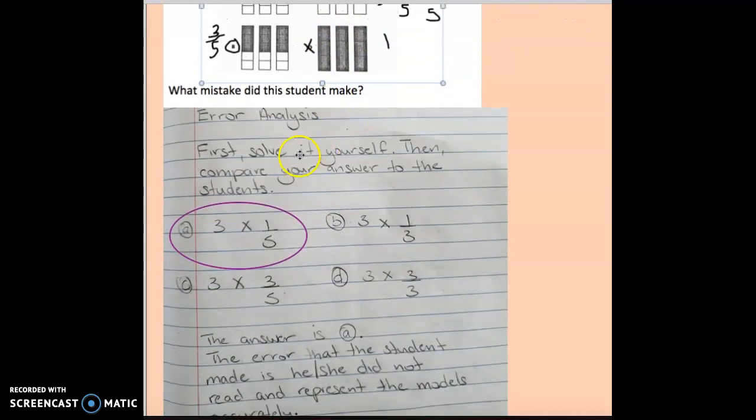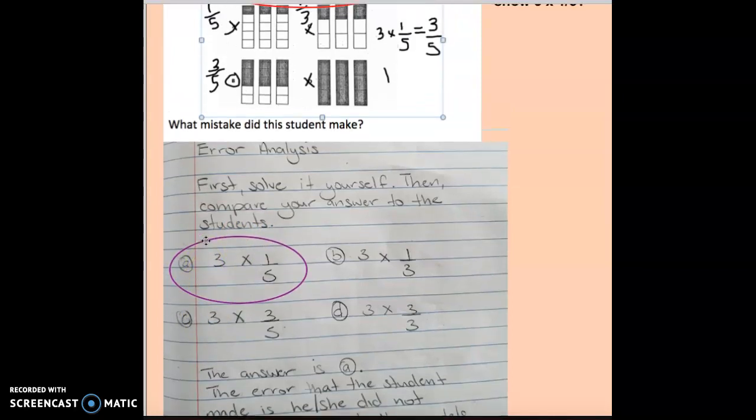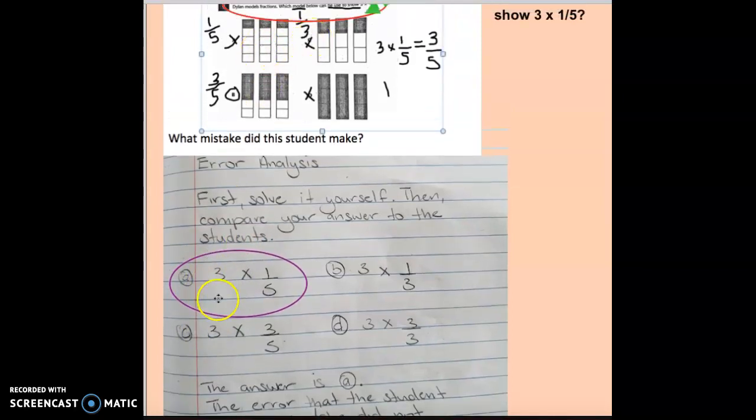So the first thing we want to do is solve it ourselves, and then we want to compare our answers and think about what was the error the student made. So after analyzing each bar model, I took notice that the first one, option A, represents 1 out of 5, and they represented it 3 times. So I wrote an expression that says 3 times 1/5.